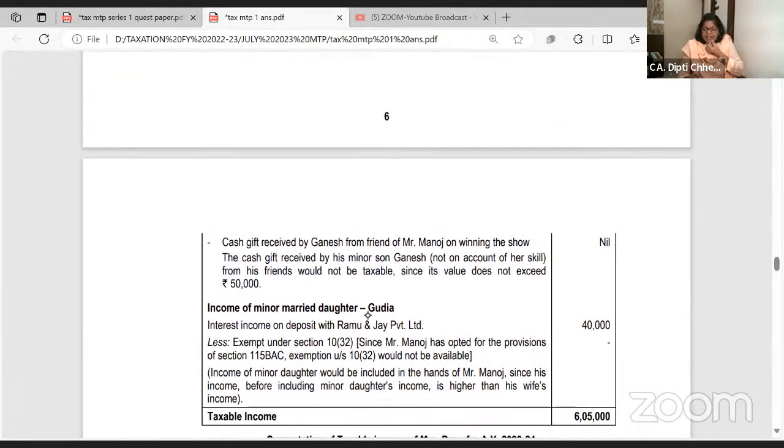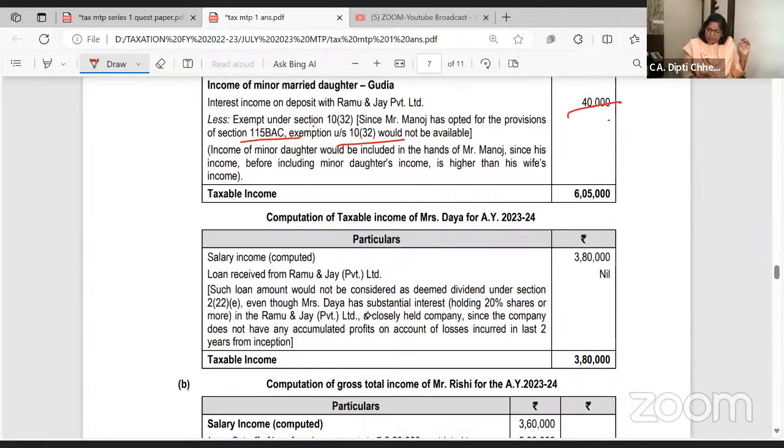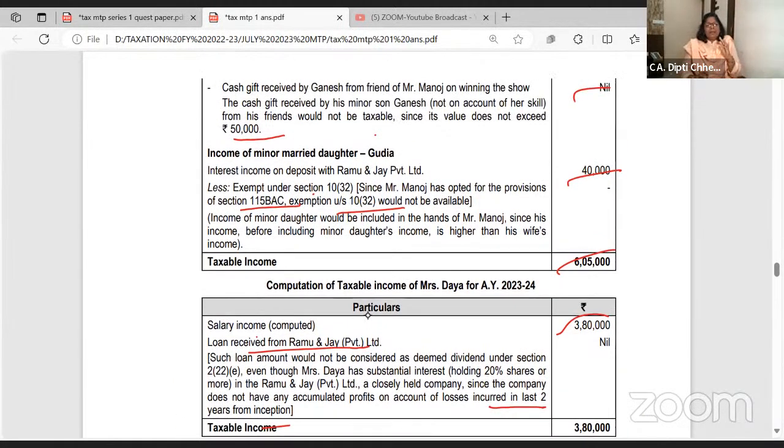Please write the note there itself in brief or after the problem also. Cash gift kyun taxable nahi kyunki 50,000 se kam hai. Minor ki daughter exemption kyun nahi milega kyunki 115BAC, 6,05,000. Salary income, loan not taxable as deemed dividend because they have suffered losses. So you have to write, but ma'am itna notes likhna padega? Bilkul nahi beta. PPF interest, agar other source rehta aise, outer column exempt.